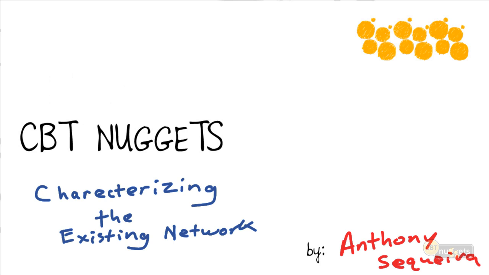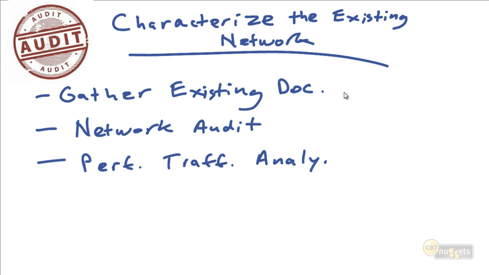Well, unfortunately, this is very unrealistic, and we have to integrate typically with an existing network infrastructure. In this nugget, we'll expound upon how simple it is to properly characterize the existing network. Now, when we characterize the existing network, we're typically going to do at least two of these three things.